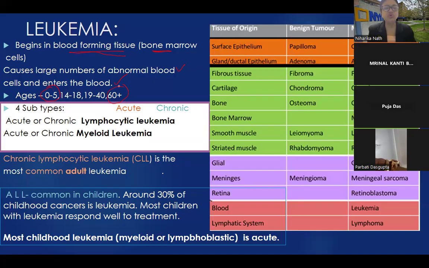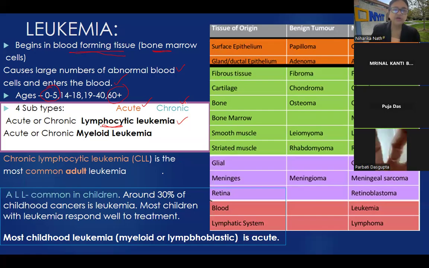There are four major subtypes. Number one is lymphocytic leukemia. Lymphocytic leukemia means these are lymphocyte cells, and there are too many of them, so it's leukemia. That can then be acute, which is serious, or it could be chronic and slow growing, and you can kind of watch it for a while.